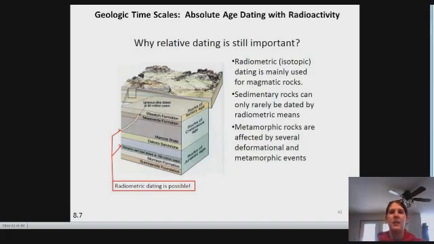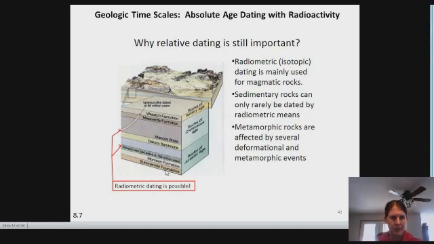So why is relative dating still important? Well, because radiometric dating is mainly used for magmatic rocks. We can't use it for sedimentary. Sedimentary rocks are only rarely able to be dated by these methods. And metamorphic rocks are affected by several deformational and metamorphic events. So metamorphic rocks will only give us that most recent event. It won't give us a history of earlier events that may have occurred.